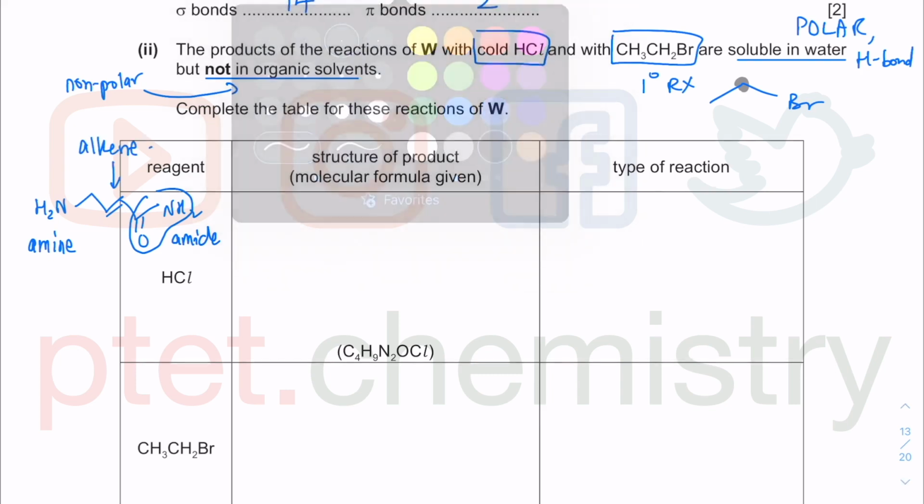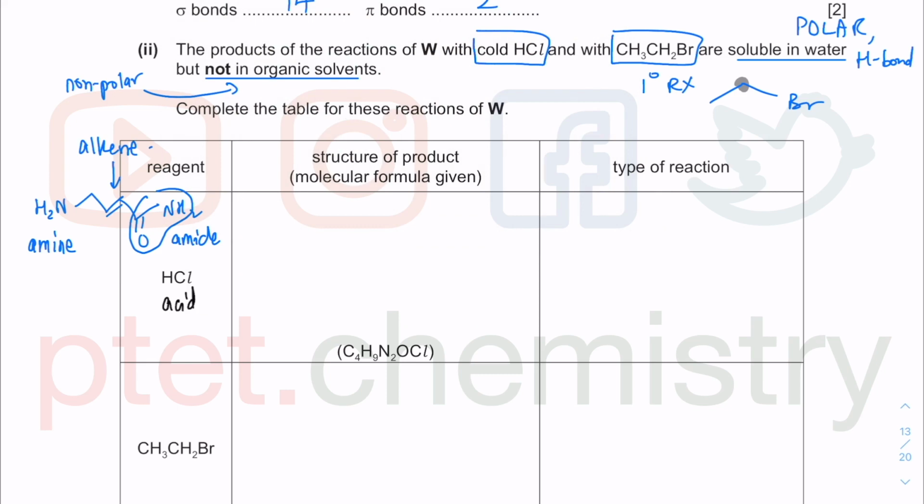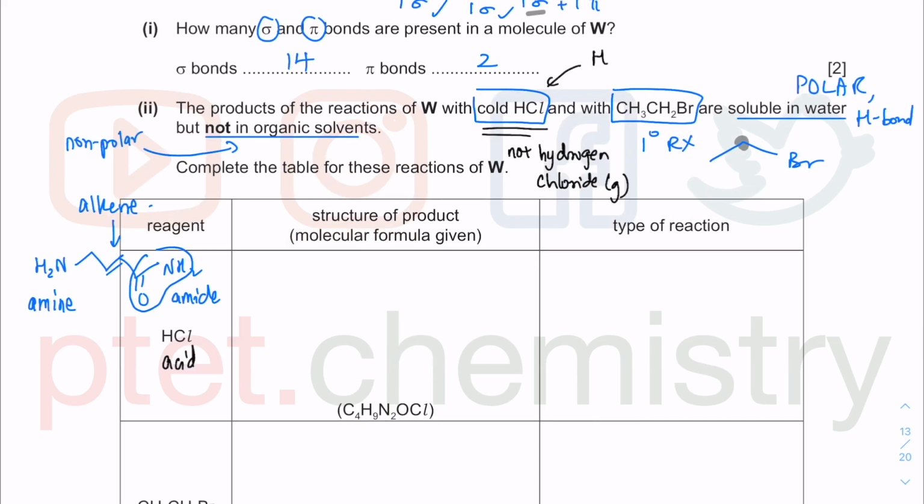So what do we add here? This is an acid. So amides are neutral, will not react with acid. The HCl, they say cold HCl. So this one here is, what do I say? It is not hydrogen chloride. Hydrogen chloride is a gas. But here they say cold HCl, so you could keep it cold because it is a solution. So this is referring to HCl aqueous, cold.